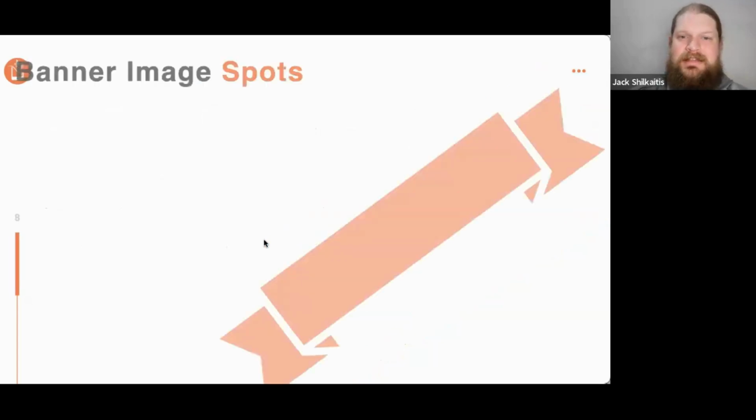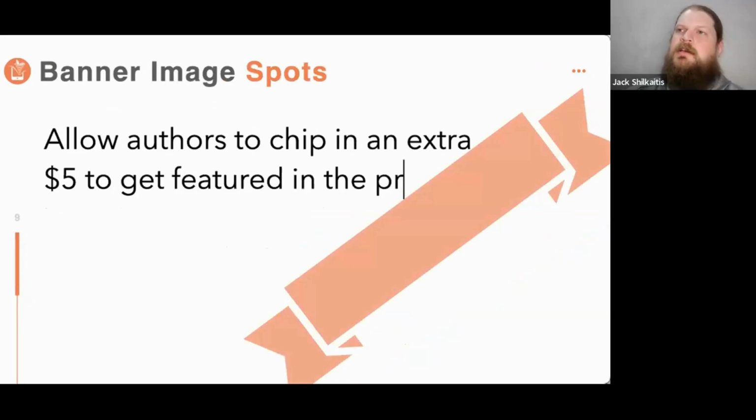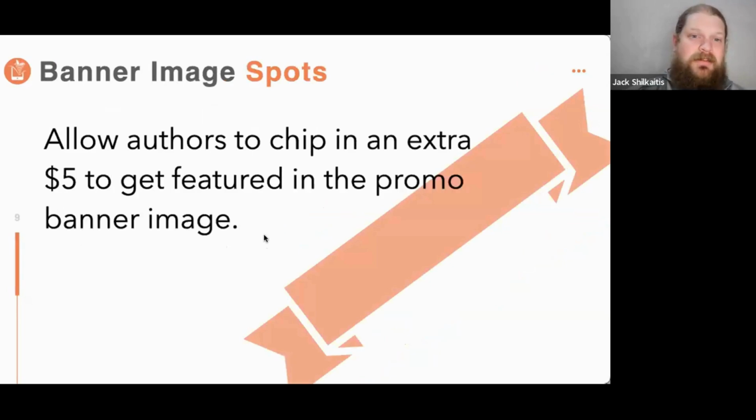Right. The next option is a banner image spot. And what I mean by this is, say you have authors chip in an extra $5. This might be on top of their minimum buy-in, or if it's optional for them to chip in, maybe this is something extra they can do, right? But they will get featured in the promo banner image, right? You can make a banner image relatively easy in Canva. It's a header that goes at the top of the promo.